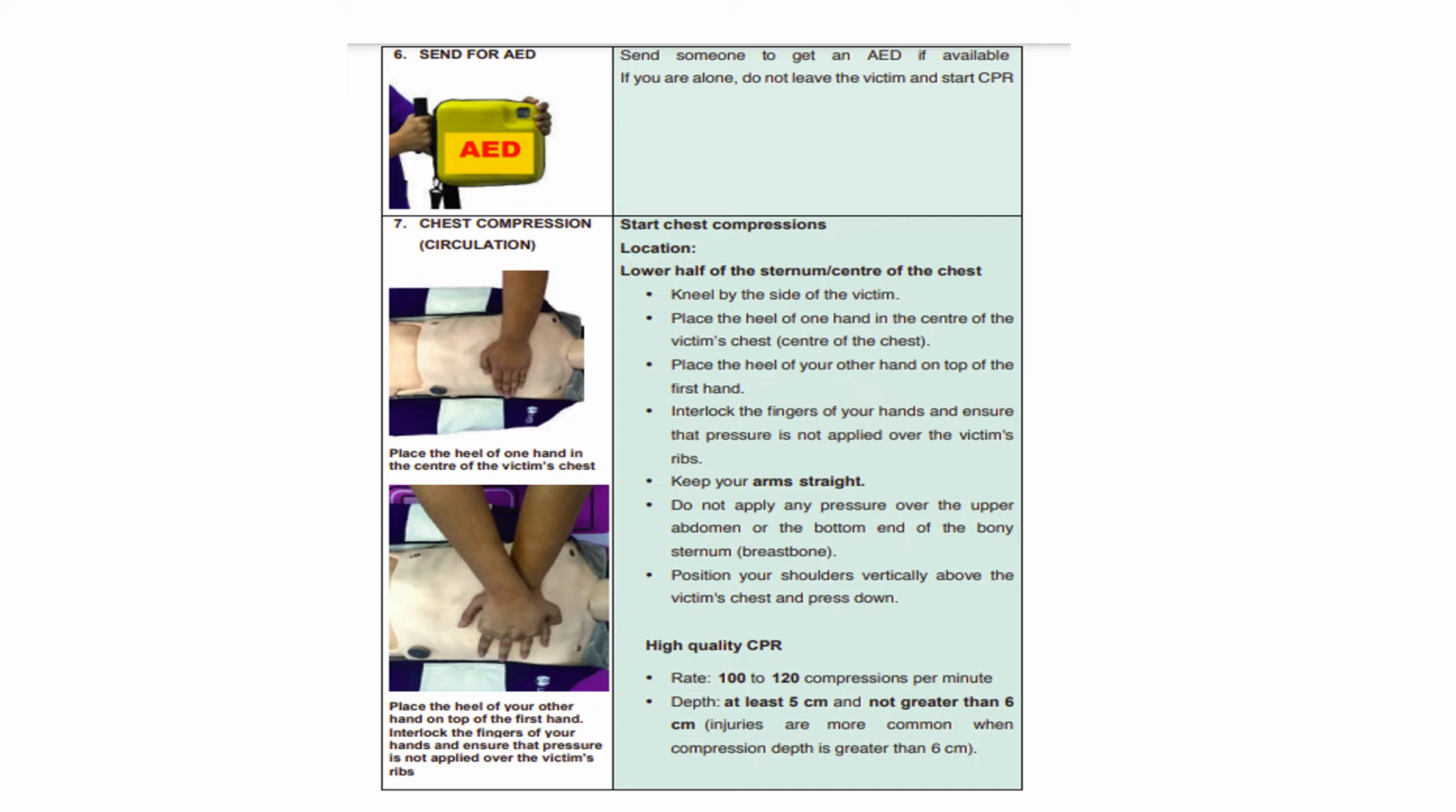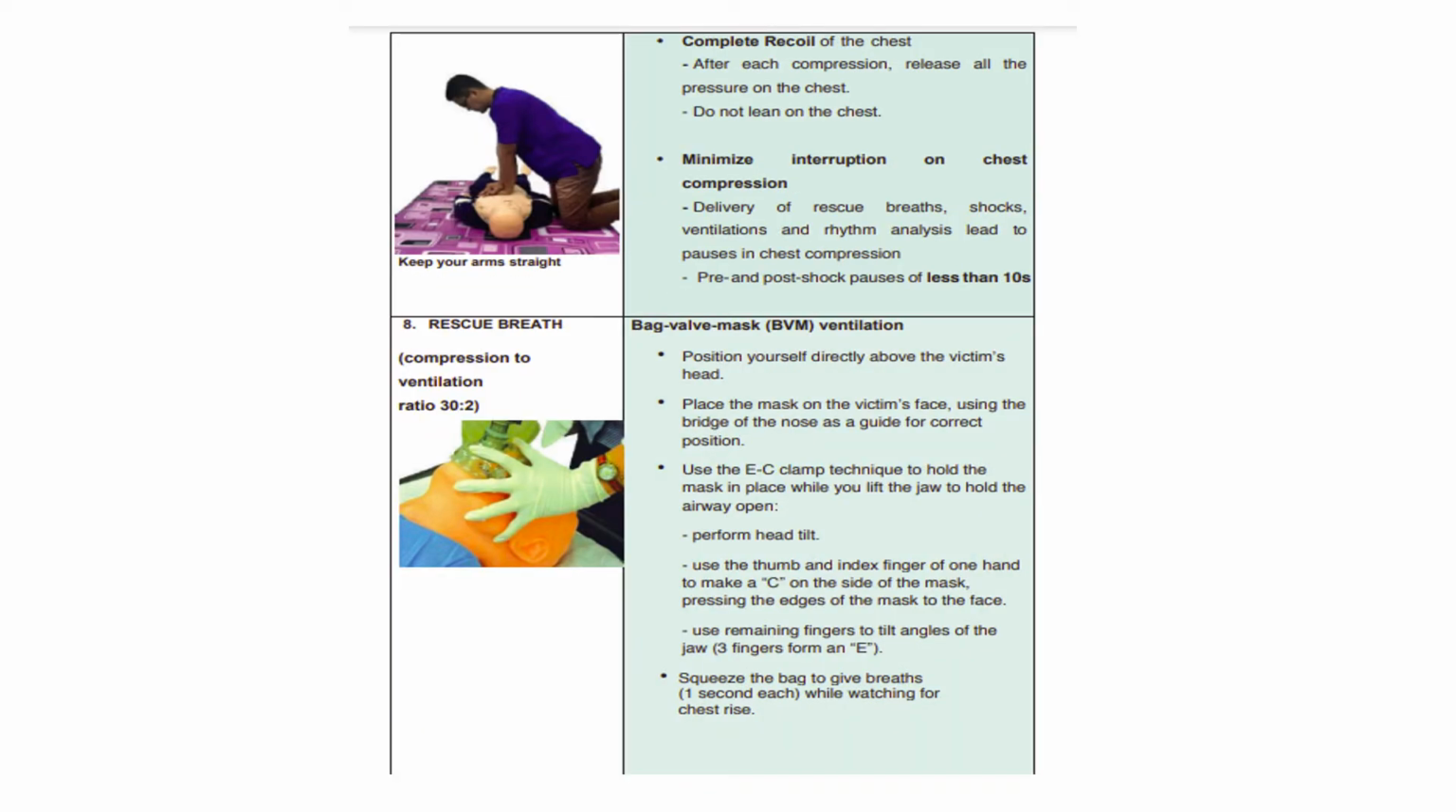So we need to get a high quality CPR. We need to do compression at the rate of 100 to 120 per minute, and the depth of compression is about 4 to 6 centimeters. Then allow complete recoil of the chest. After each compression, release all the pressure on the chest. Do not lean on the chest. We must allow for complete recoil of the chest.